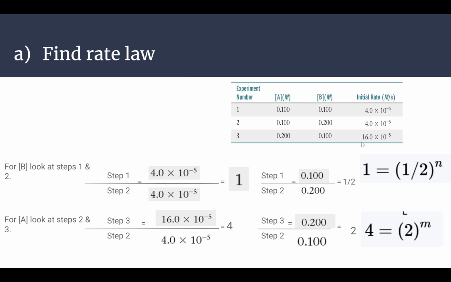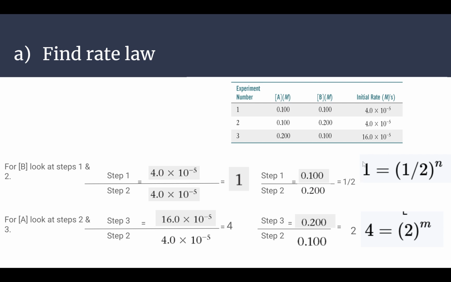First we're going to look at the concentration of B because, as we see right here, A is constant. When we look for the concentration of B, we're going to use it when A is constant and not affecting the rate. So that's going to be for steps 1 and 2. If you put step 1 over step 2, you can do the same with the rate. Put 4 times 10 to the negative fifth over 4 times 10 to the negative fifth, which is just 1. And then you're going to put that on this side for the rate.